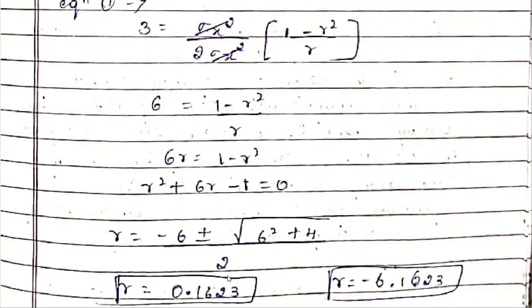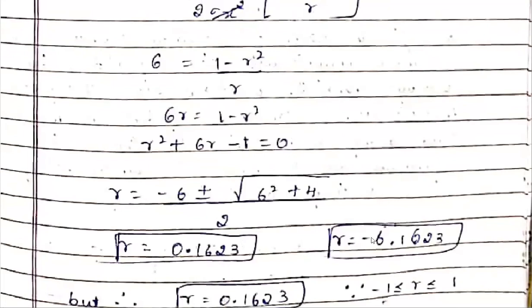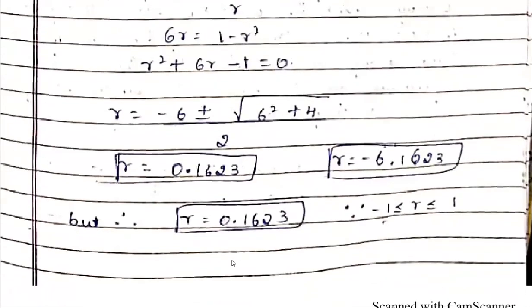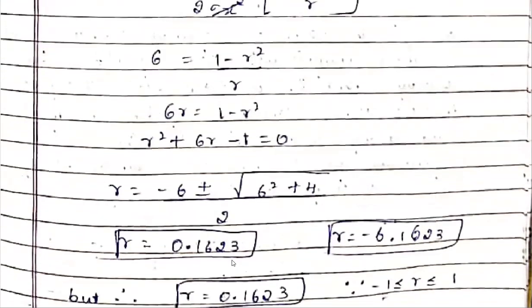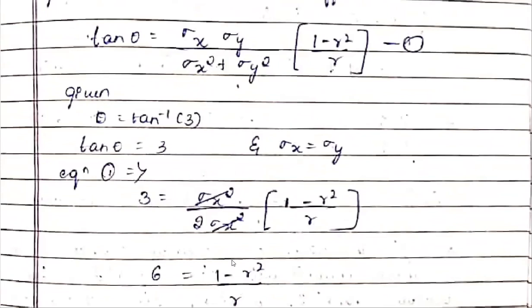The calculator will display the answers as 0.1623 and minus 6.1623. Two answers it will display because it's a quadratic equation. But we need a single value for r. r is a single value. We have to select which one is correct. So which one is correct here? This lies between minus 1 and plus 1, whereas this is outside the range minus 1 and plus 1. It's less than minus 1. So this one is incorrect. And the correct answer is r is equal to 0.1623. So that's how you find the r value for this given problem.